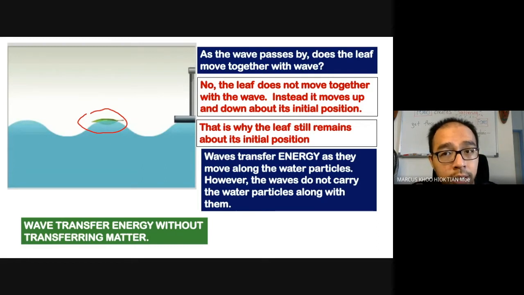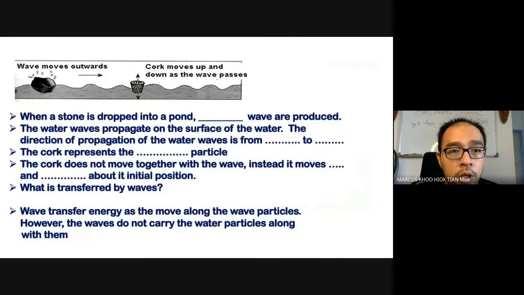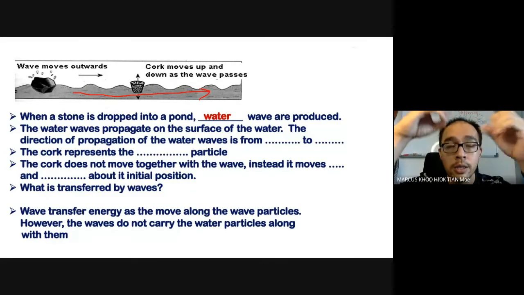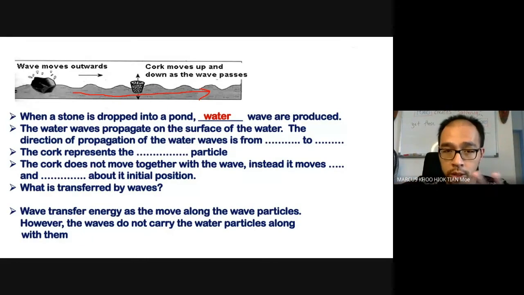Let's demonstrate this even better with this. So when a stone is dropped into a pond, water waves are produced. Very normal. The water waves propagate on the surface of the water, so we will see them moving this way. You drop a stone onto the pond, the water will ripple out. The direction of propagation of the water waves is, in this case, from left to right.